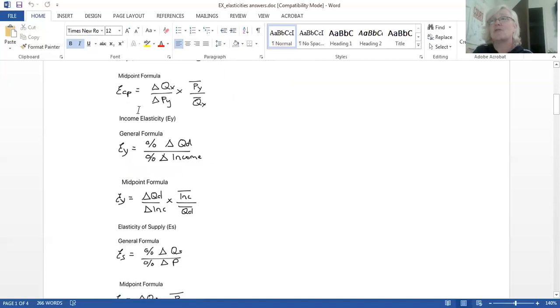Now in income, we're just going to replace price with income. I will tell you that economists use the letter Y. If you're wondering as to why that income elasticity is denoted E sub Y, in economics, we use the letter Y to denote income. Not the letter I.